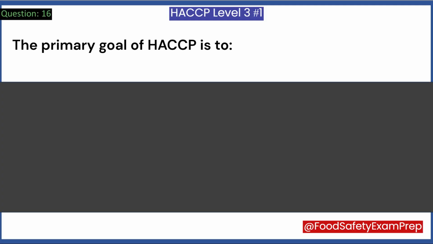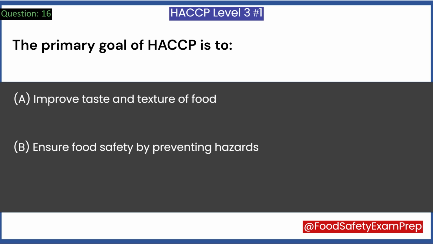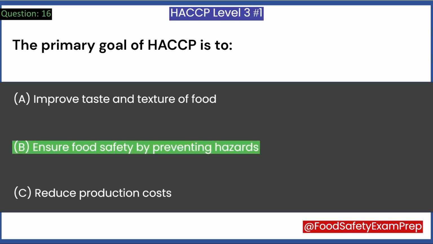The primary goal of HACCP is to A. Improve taste and texture of food. B. Ensure food safety by preventing hazards. C. Reduce production costs. Answer: B. Ensure food safety by preventing hazards.